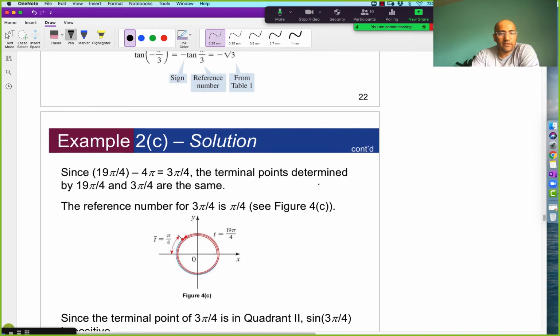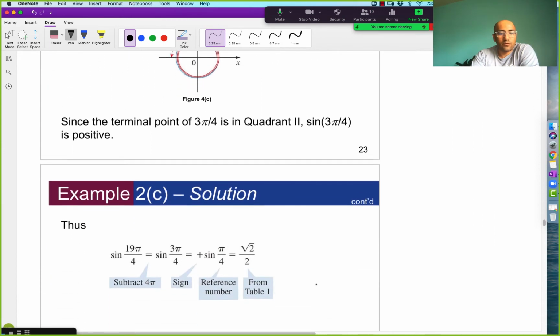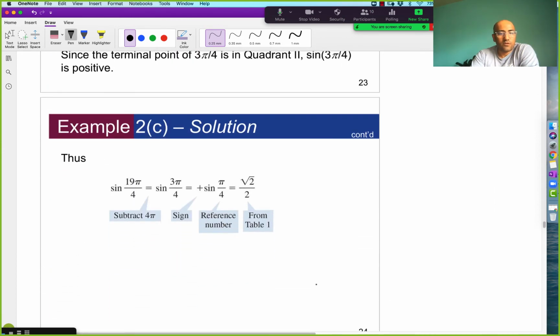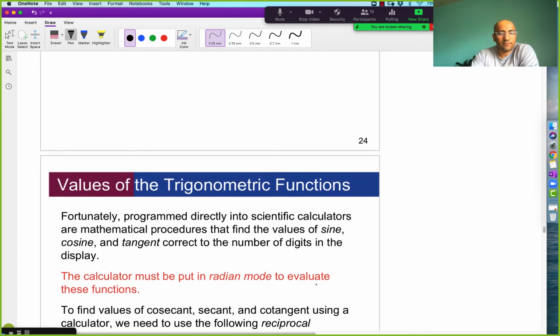And then finally this last one. Started off with 19 pi over 4, that's 2 laps and then some. That ends up giving you another coterminal value with 3 pi over 4. That gives you a reference value of pi over 4. And then from our table we can see that's just going to be root 2 over 2. And so we get that. Any questions?